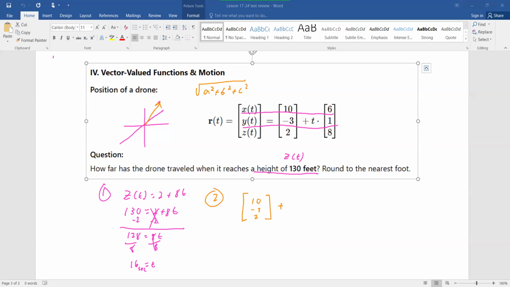And then the slope of the drone, he's moving right 6, up 1, 8 in the Z. All right, so this is my starting, this is my slope. Now I know the time at which it hit 130 feet. So instead of a T, I'm going to plug in my 16.